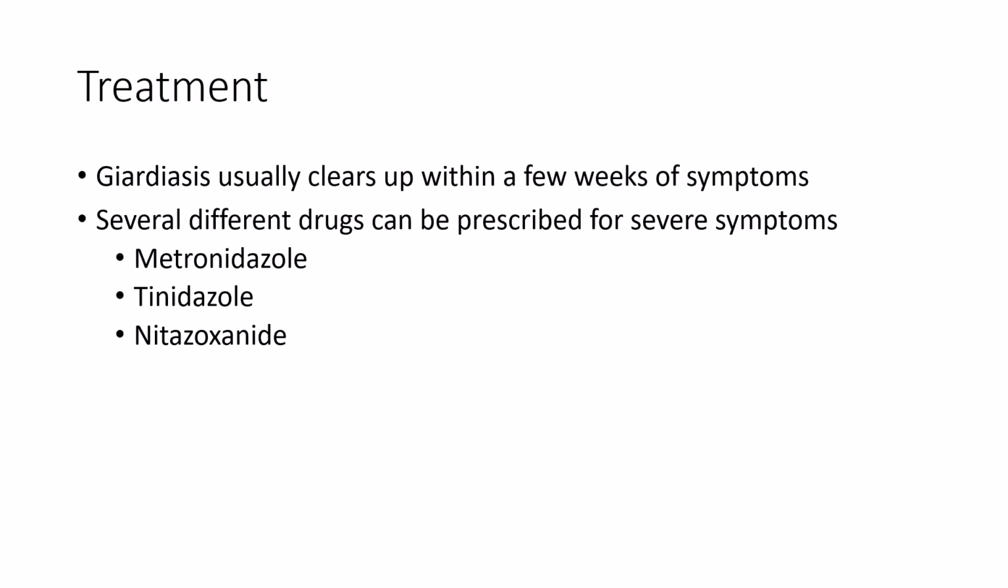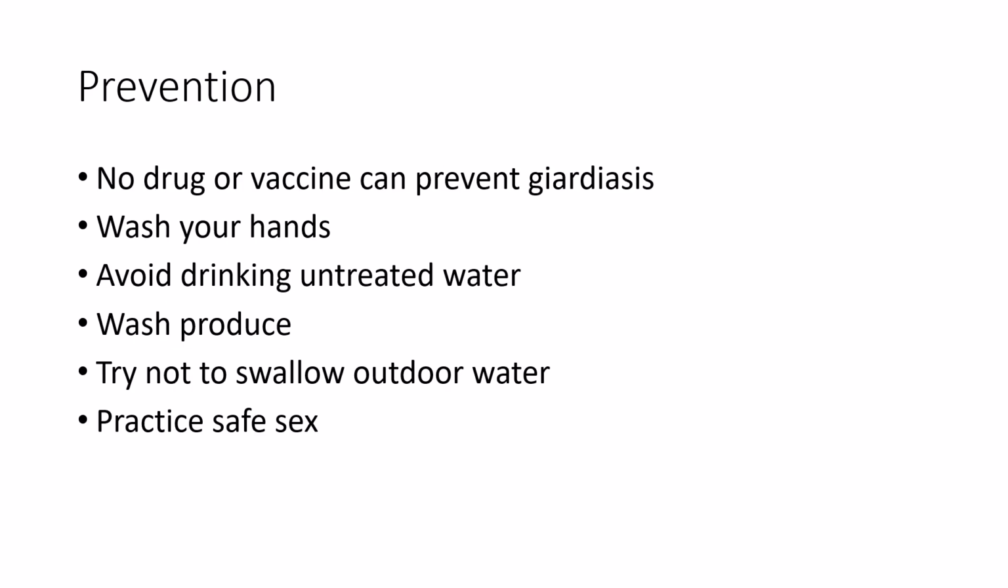Treatment. Giardiasis usually clears up within a few weeks of symptoms. Several different drugs can be prescribed for severe symptoms, as seen here. And then prevention. There's no drug or vaccine that can prevent giardiasis. It's just important to wash your hands, avoid drinking untreated water, wash produce, try not to swallow outdoor water, like swimming pools, lakes, rivers, and then to practice safer sex.